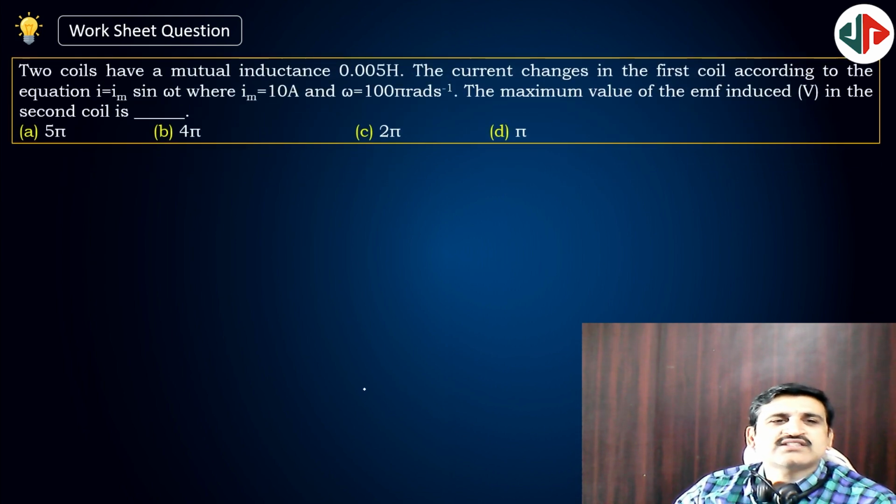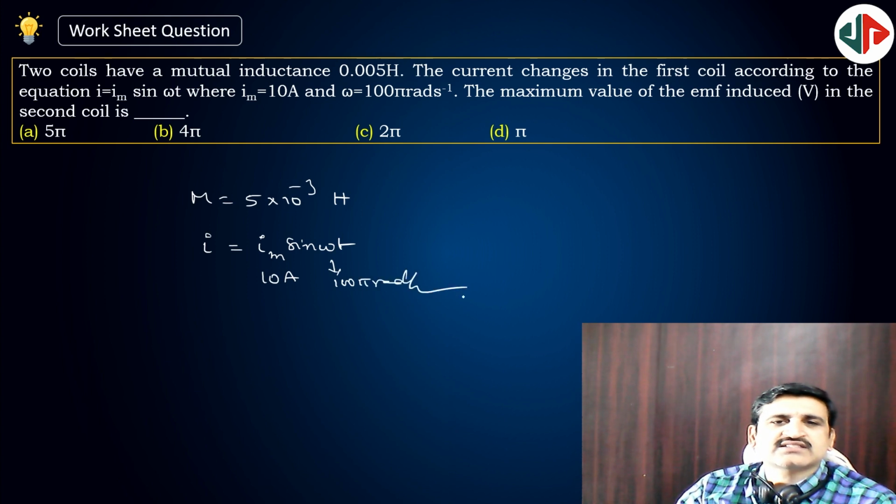And two coils have mutual inductances. M is equal to 5 into 10 power minus 3 Henry. And the current changes from the first coil according to the equation I is equal to Im sin omega t. And Im is equal to 10 amperes. And omega equal to 100 pi radians per second. Maximum value of EMF induced in the second coil is maximum EMF. That is equal to M di by dt.